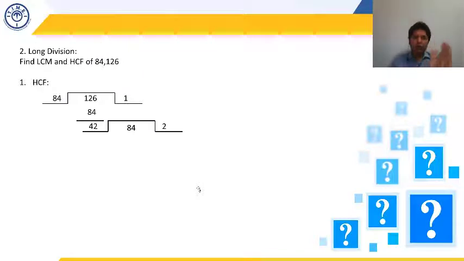So we will keep doing it in this format. 42 into 84, the remainder turns out to be 0 and we will stop here. And whatever the divisor is in this case is going to be our HCF, or highest common factor. So this is the method of finding the HCF of two numbers by using the long division method.